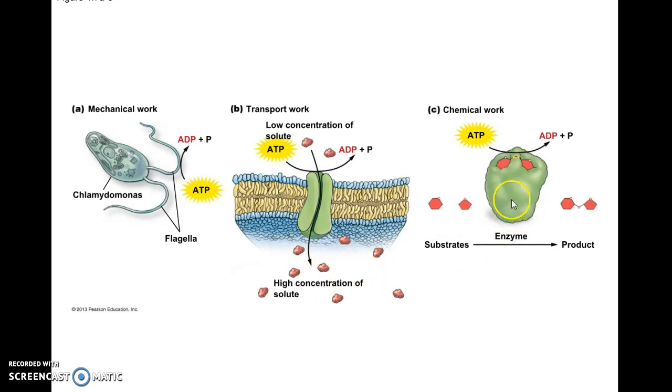And then also in chemical work, although enzymes greatly reduce the amount of energy that a reaction needs in order to happen, they do often need some ATP. So here's an example of an enzyme working with its substrates and products using ATP to finalize that synthesis.